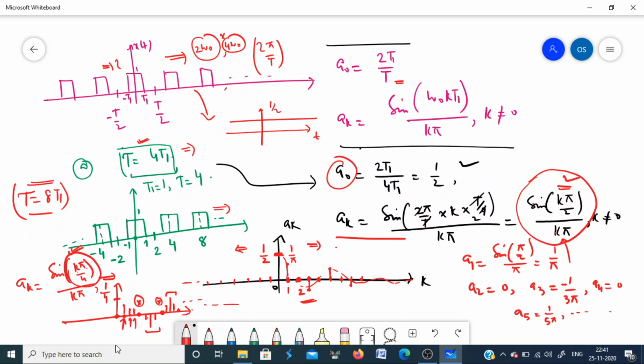So this is how you find the Fourier series for any signal. The signal will be given to you. From that, you first have to find what is the time period. From the time period, you then calculate the fundamental frequency, and then you have to find Ak and A0. Then you can put them back into the series, and you will get its Fourier series coefficients.